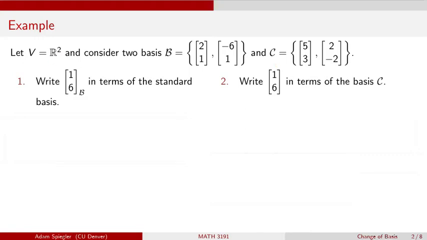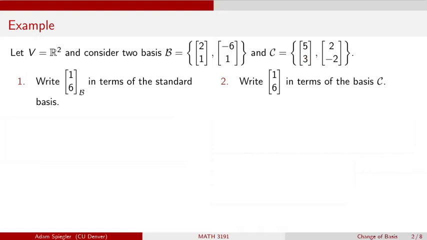So let's consider two different bases, neither of which is the standard basis. So basis B consists of two vectors. The first vector is (2, 1), and the second vector is (-6, 1). And basis C consists of two different vectors. The first vector is (5, 3), and the second vector is (2, -2). And because these vectors are linearly independent, and there are two of them, which is equal to the dimension of the vector space, then we know that each of these sets, which consists of two linearly independent vectors, must span R2, and therefore these are both bases.